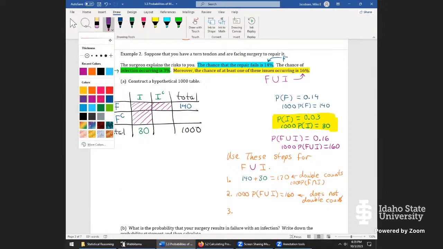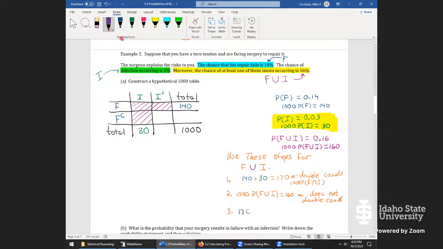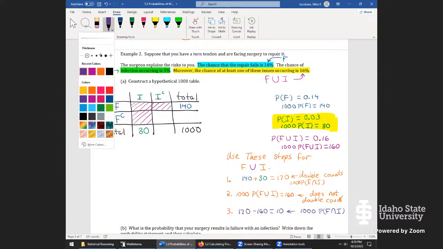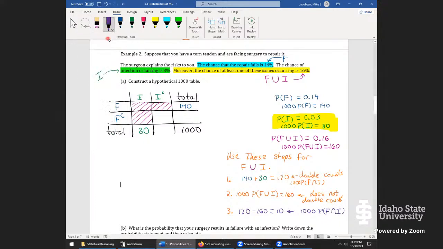Let's use a slightly different color here. We'll take the 170, the larger value, subtract from it the one that didn't double count, 160. We get a count of 10, and this is going to be 1,000 times probability F intersect I. And so that 10 goes in the normal place where an intersection would occur. It'll be right here. We finally got our 10 value, and that was the nastiest thing about this whole table.